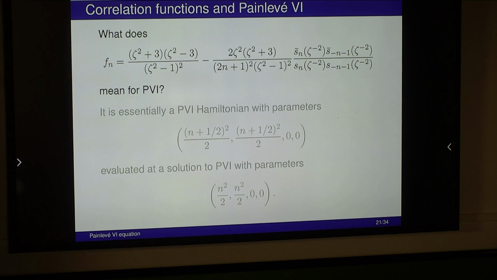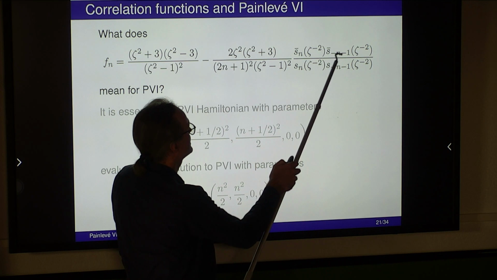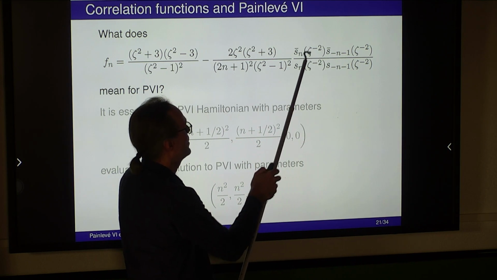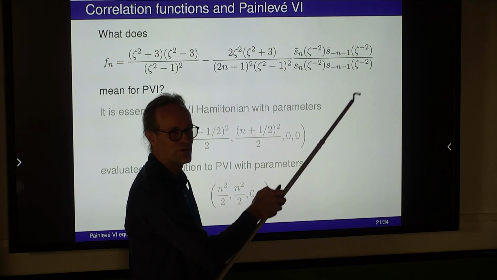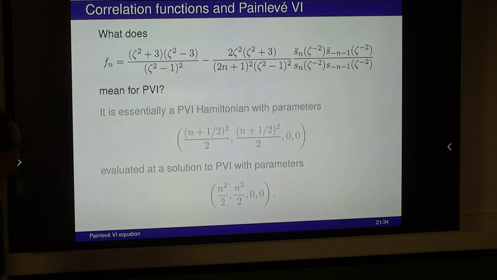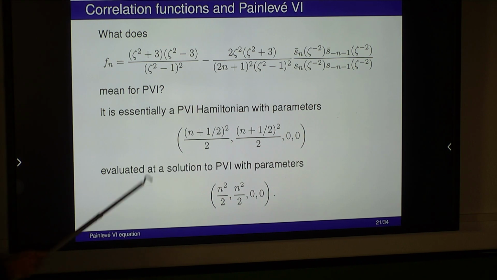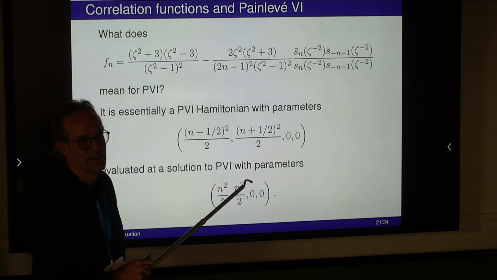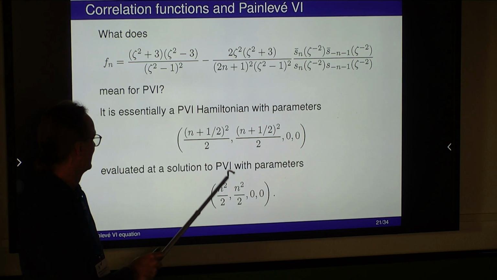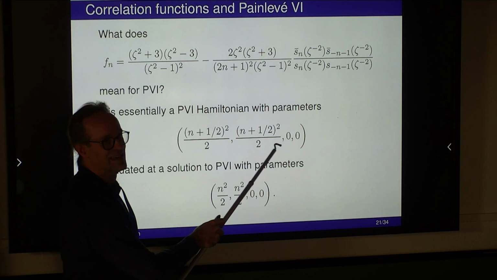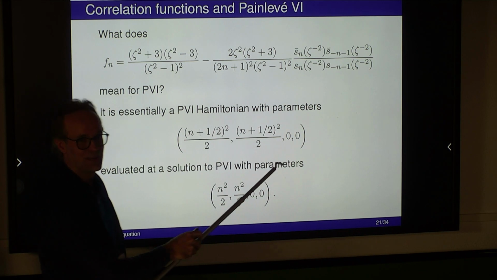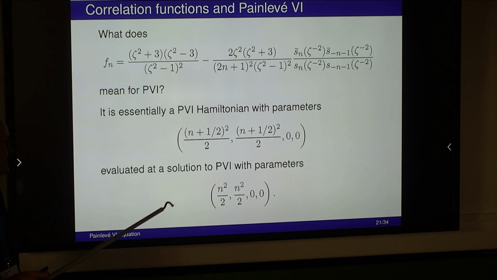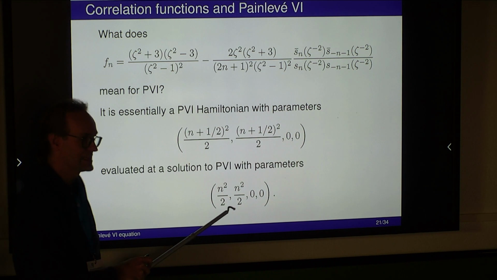Okay, so now we can address this question. I have said that each of those things are tau functions. But what does the whole thing with the product of 4 tau functions really mean for Painlevé 6? It turns out that this has a good answer, but it's a kind of curious answer. What this big thing is, it's really a Painlevé 6 Hamiltonian with these parameters. And into that Hamiltonian, you plug in a solution of Painlevé 6, a very special solution, a solution with different parameters.